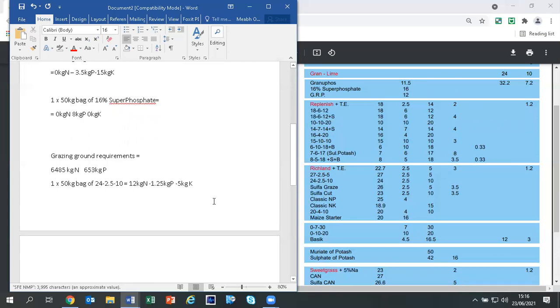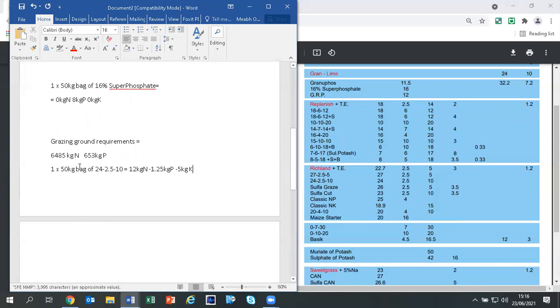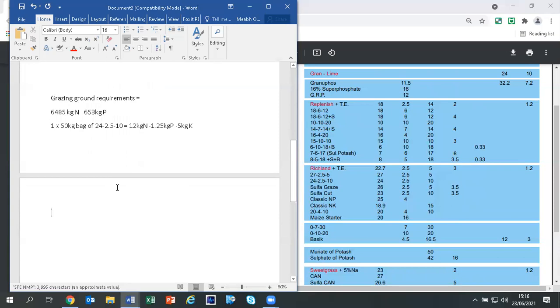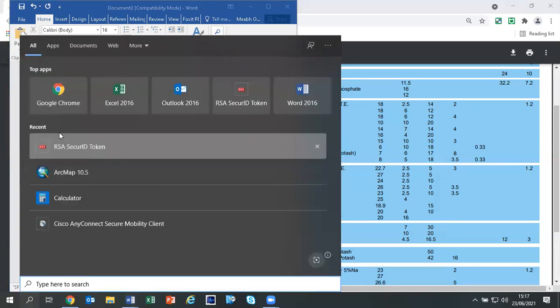The next thing that we are going to do is we need to find out, okay, if a 50 kilo bag is contributing, we'll just concentrate on nitrogen for the time being, it's going to contribute 12 kilograms of nitrogen to this requirement. So how many bags of this fertilizer are we going to need to hit 6,485? So how do we do that? Well, we take our 6,485 kgs and we divide that by 12. Okay, so divide it by the amount of kilograms per bag to find out how many bags we need.